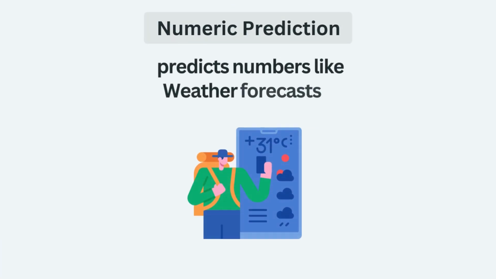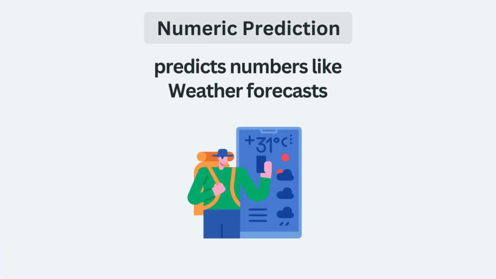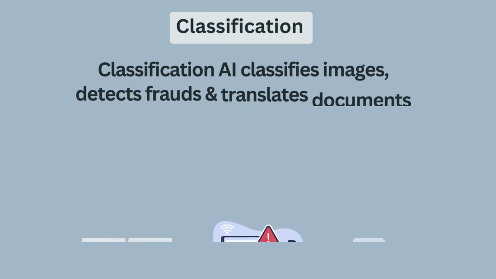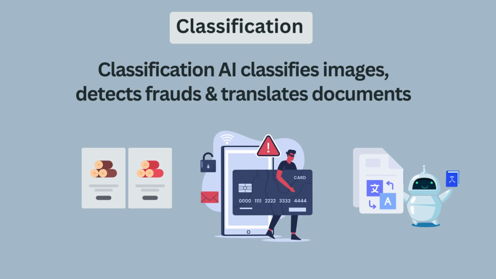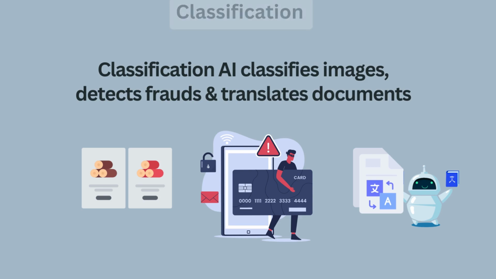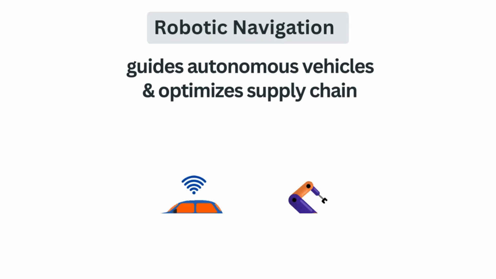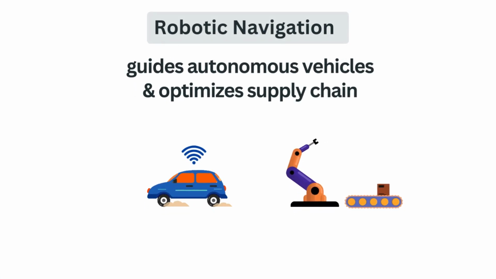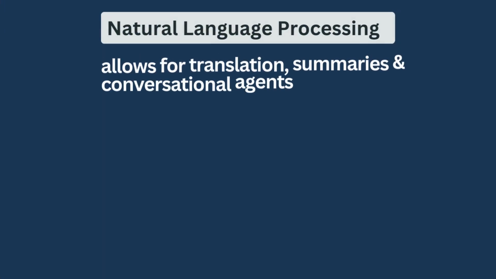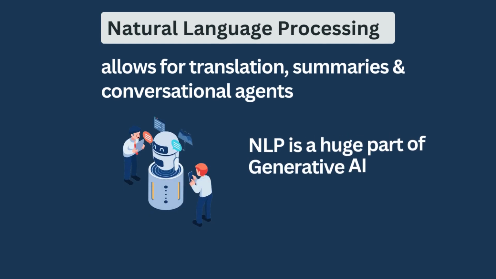Numeric prediction is generally used for predicting numbers like weather forecasts. Few instances where classification is used predominantly are to classify images, detect fraudulent transactions, and translate documents. Robotic navigation is used in autonomous vehicles and optimizing supply chain for industries. Natural language processing, popularly known as NLP, allows for translation, summaries, and conversational agents. NLP plays a huge part in generative AI.